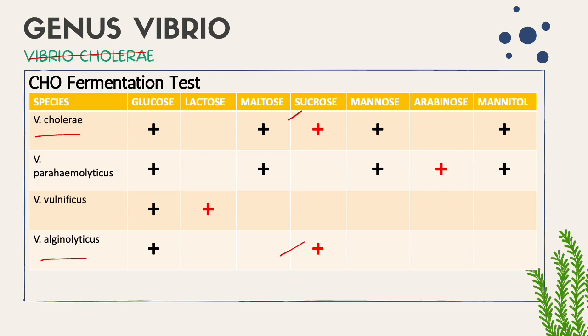For Vibrio parahaemolyticus, it has a special sugar that it ferments, and that is arabinose. Only it can ferment arabinose. For vulnificus, it is the only lactose fermenter among all the clinically significant Vibrio species.